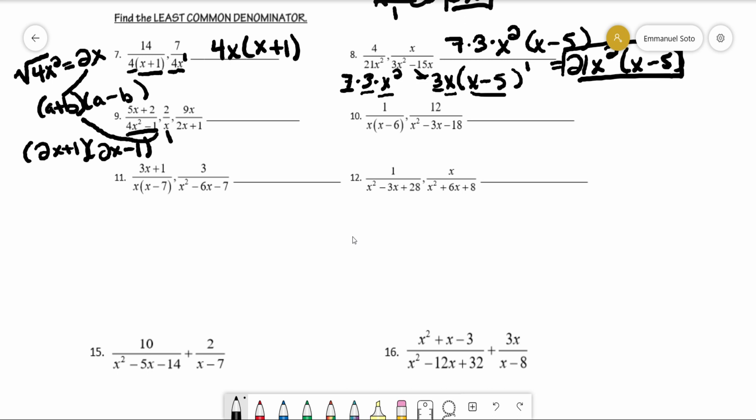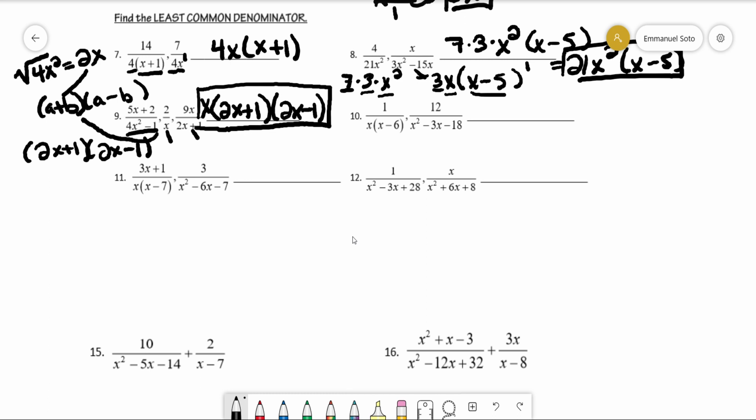We got an x here, so that's it. There's nothing else we can do there. And we got a 2x plus 1 there. All right. So we got 2x plus 1 that we can choose from. We got 2x minus 1 that we can choose from. Only 1. And we got 1x. So that's our least common denominator.